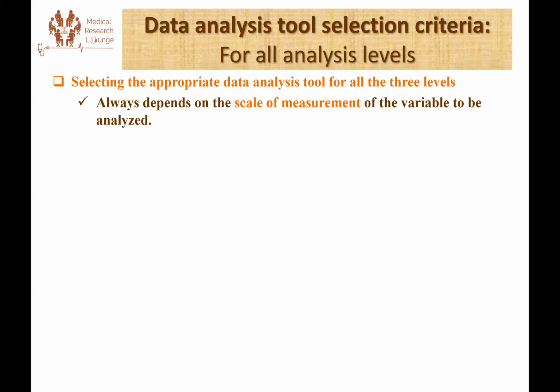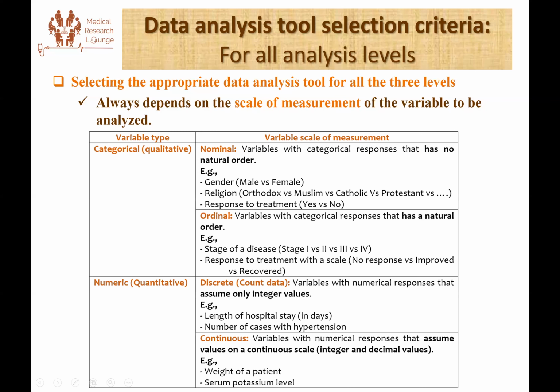The choice of the statistical tool to use depends on the scale of measurement of the variables to be analyzed. Just to refresh your memory, we have 2 types of variables, categorical and numeric. In categorical, there are 2 scales of measurement. The first one is nominal. It's when our variables do not have any natural order, but are just random responses or labels with no order or rank. But when these variables have a natural order or rank, we call it an ordinal variable.